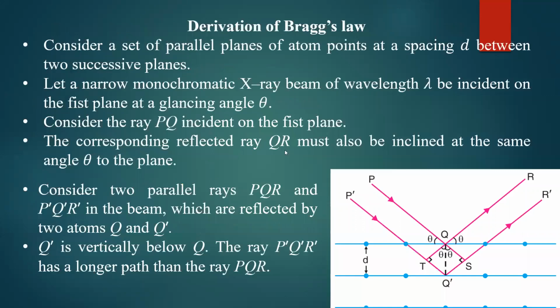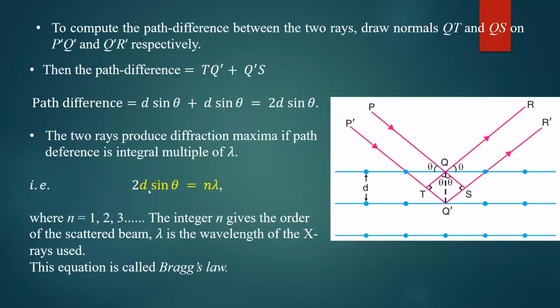Bragg's law gives the relation between the interplanar distance and the wavelength of X-ray used. So remember, D is called the interplanar distance. Interplanar distance means the distance between two consecutive parallel crystal planes.